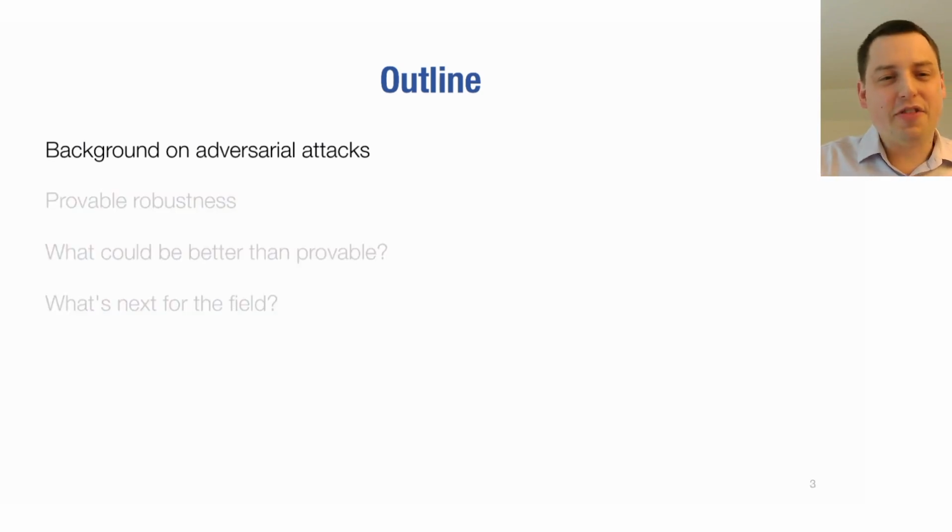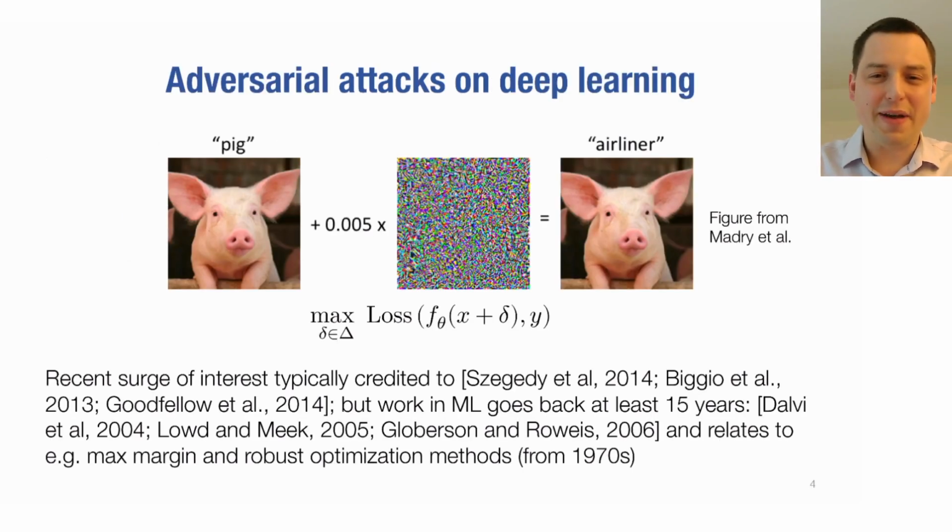All right, so let's start off with a background on adversarial attacks. I'm sure most people at this workshop have seen these kinds of pictures before. They're classic in machine learning these days. This is a figure from Alexander Madry's group, but the same picture occurs in its basic form in many different settings.